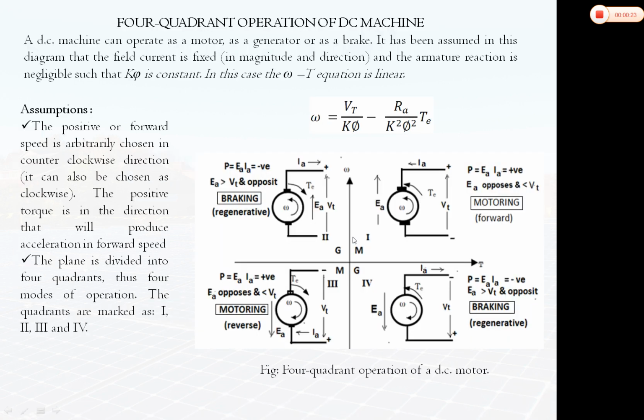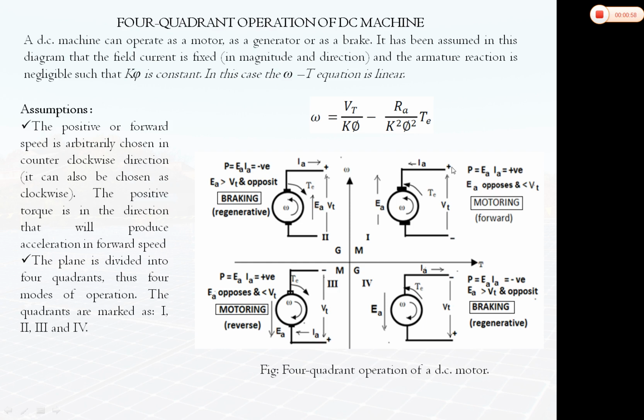Okay. So as I discussed in the first unit about the four quadrant operation, in the first quadrant you can see it is the motoring operation. That means both speed and torque will be positive. The anti-clockwise direction of speed and torque I'm taking as positive, and the armature current that is entering the motor I'm also taking as positive. So the first quadrant is motoring operation.